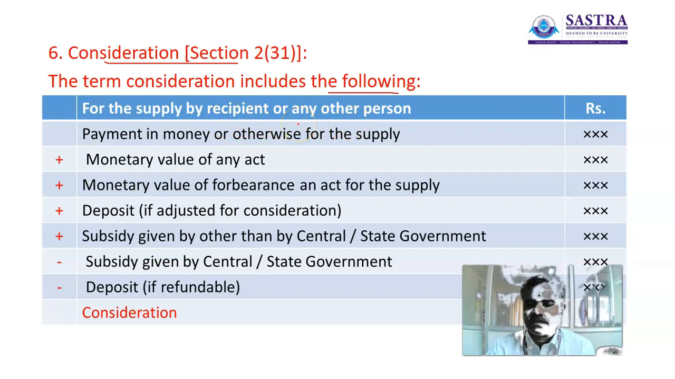Recipient or any other person means your agent and all. Okay. Payment in money or otherwise for the supply. Payment in money. Suppose you are selling goods to your customer, how much you are going to receive, this is called payment. Because once we sell, they have to pay the price you quote at the time of sale. This is called payment in money.